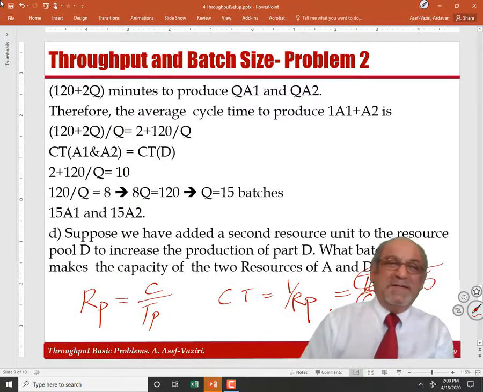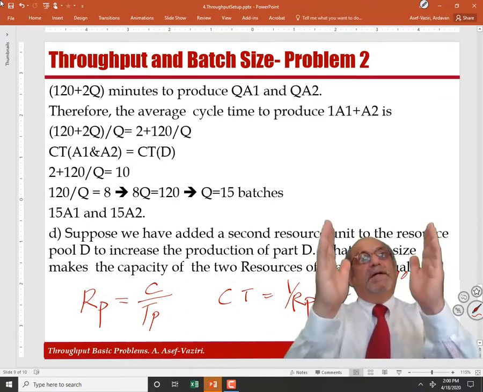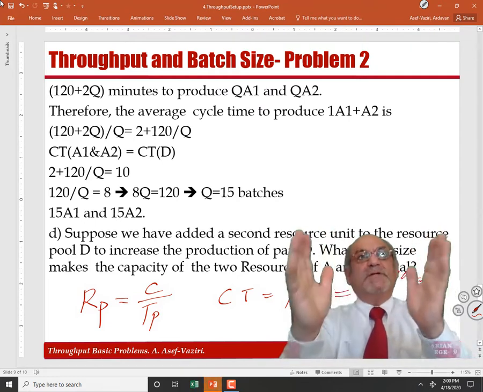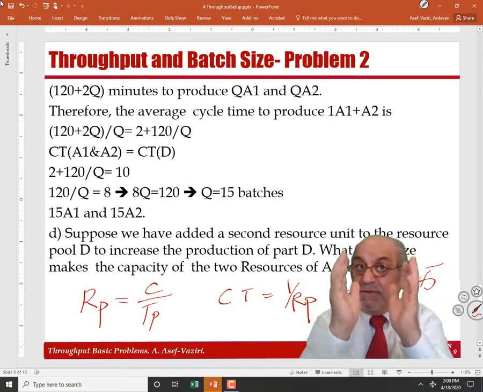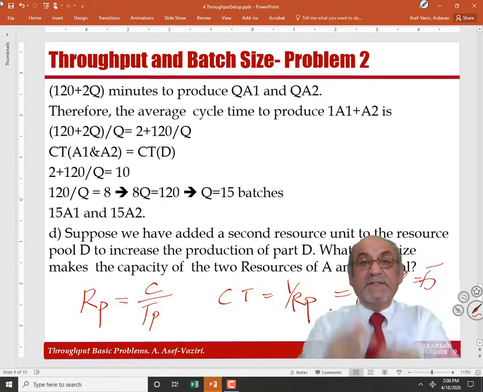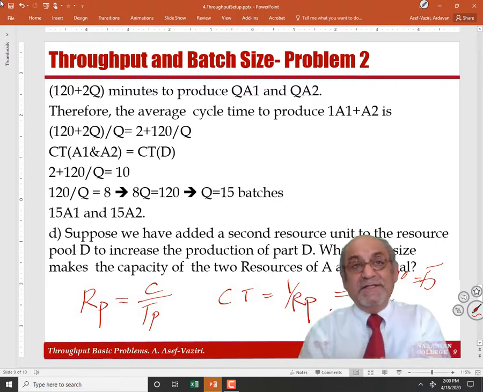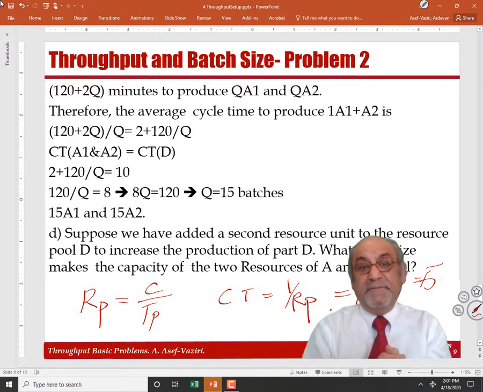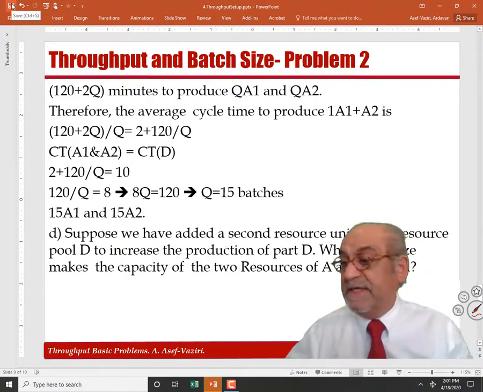We really don't need these computations. If I have one resource, I produce one product every 10 minutes. If I have two resources, I have one product every 10 minutes and another product every 10 minutes. So I have two products every 10 minutes. So on average, I have one product every 5 minutes, and that is the cycle time. Therefore, the process is quite the same.